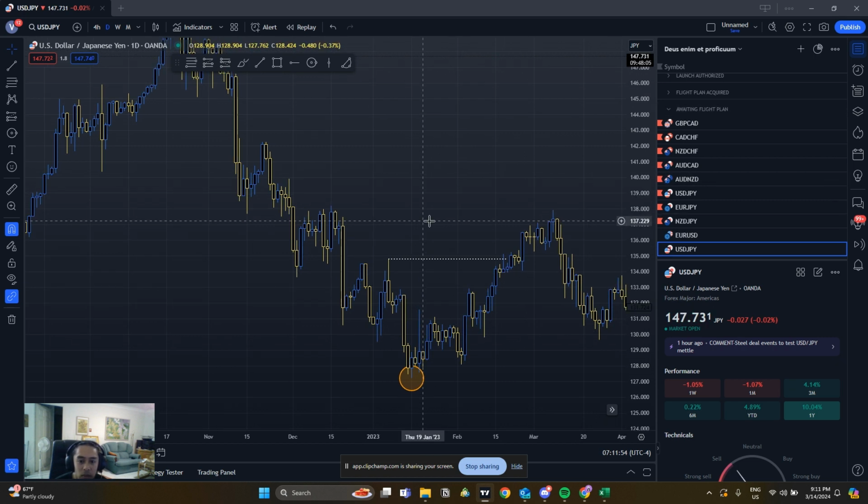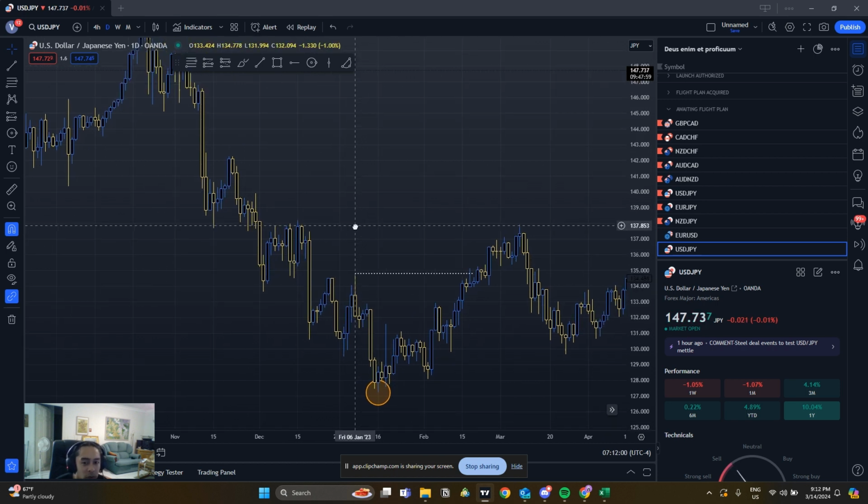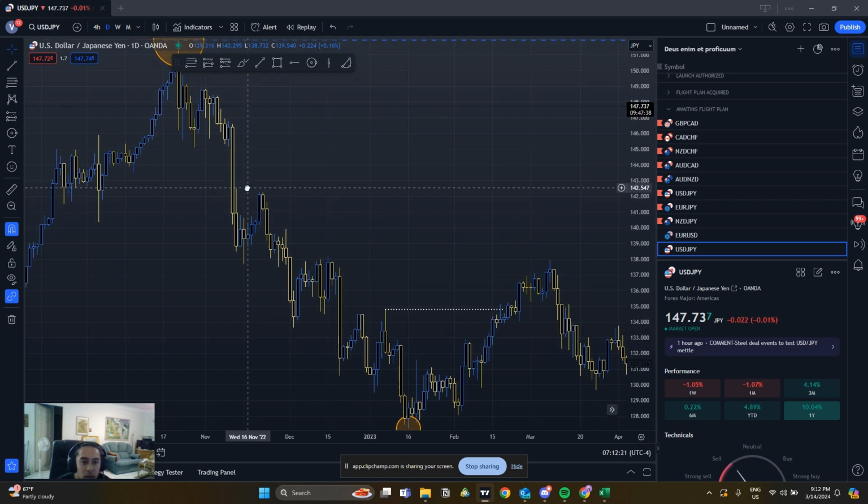This is USD JPY, by the way, on the daily. My first entry in this trade movement is the next valid pullback from this point. So this is a pullback. This here is not a pullback, because the candle with the lowest wick, its high didn't get closed above before the next valid pullback.